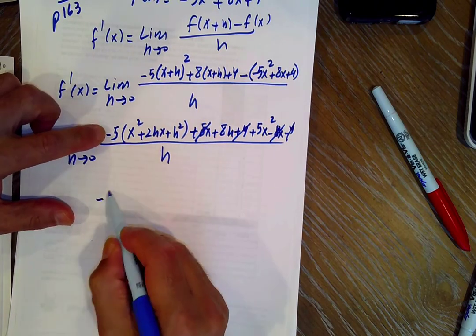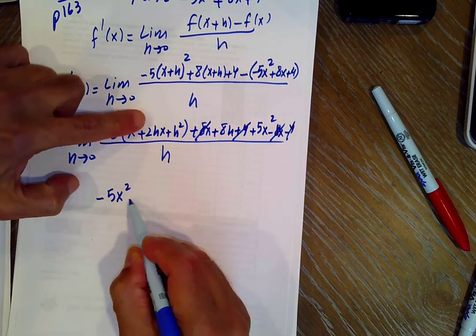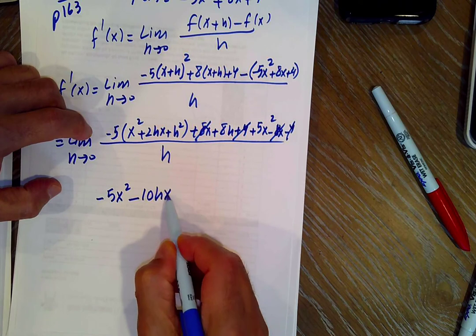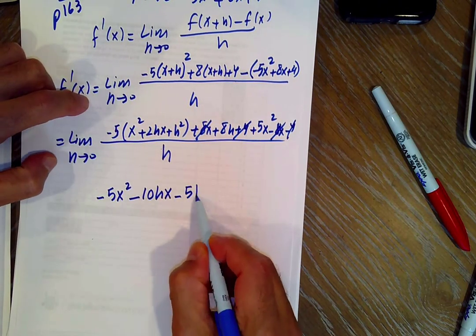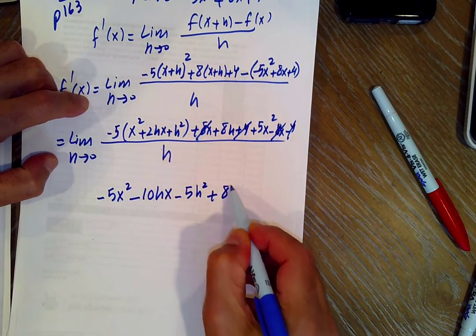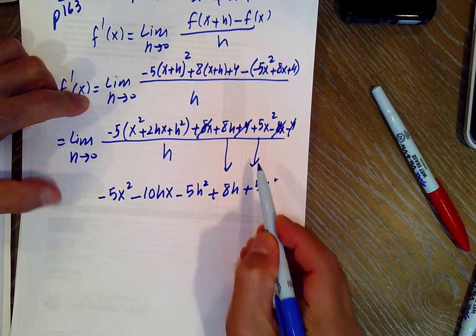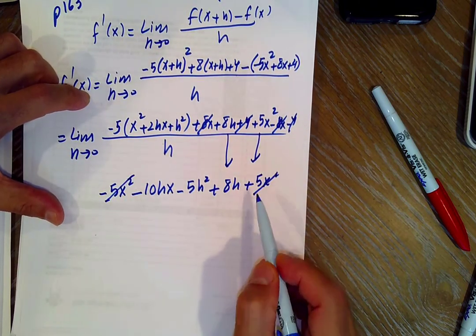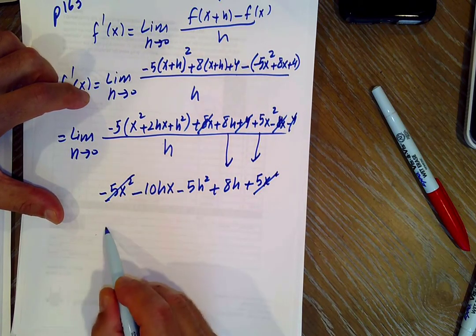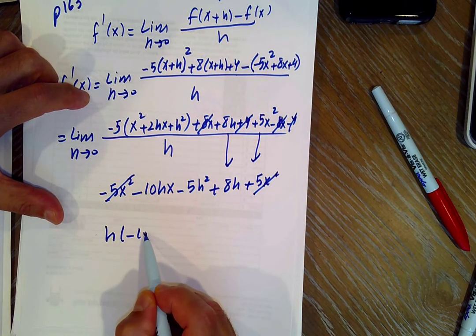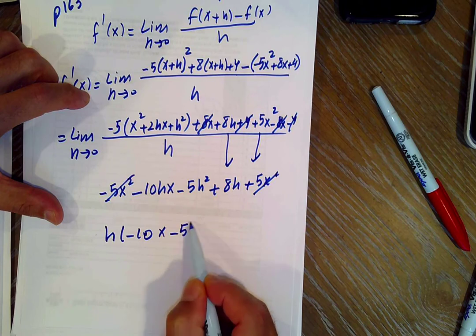Distribute the negative 5, so we get negative 5x squared minus 10hx minus 5h squared plus 8h plus 5x squared. Bring these down. That cancels out. We can factor out an h because we want to cancel out the bottom h. That's the whole point.